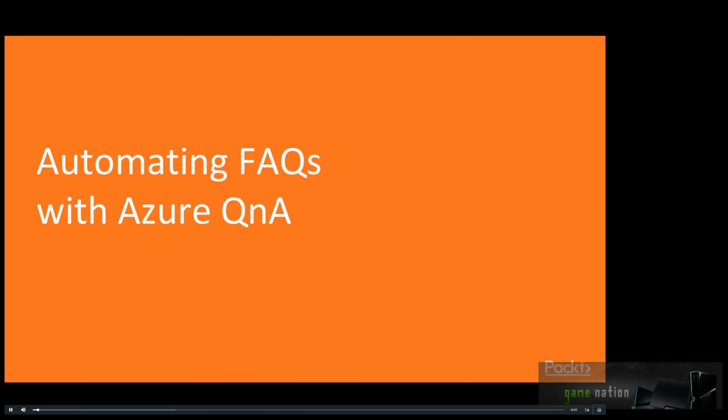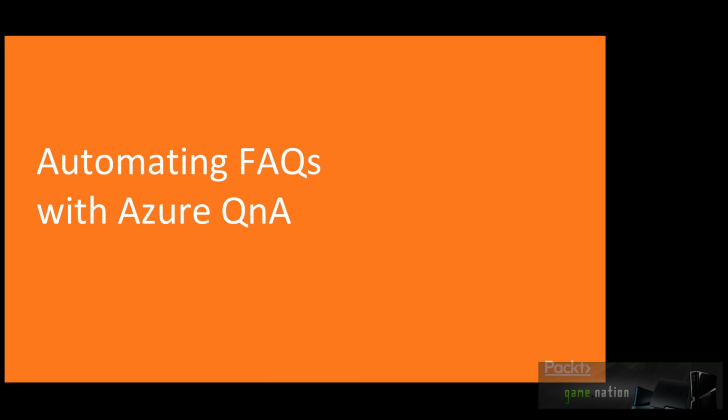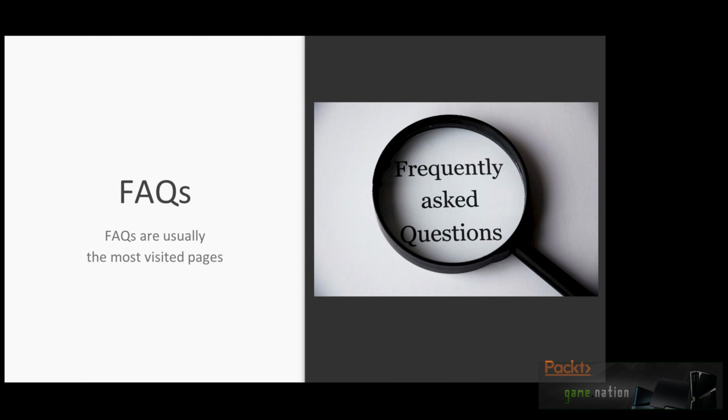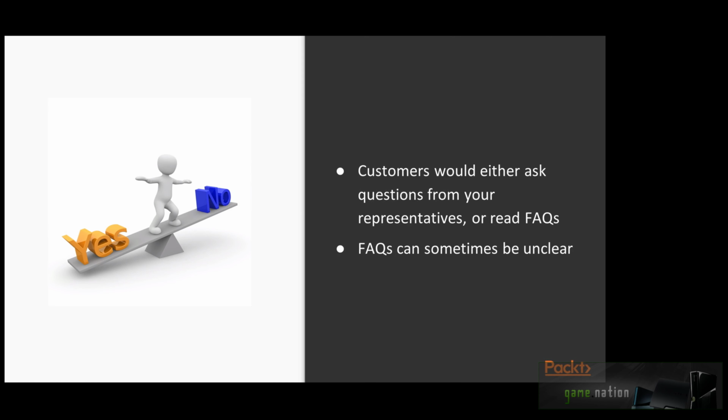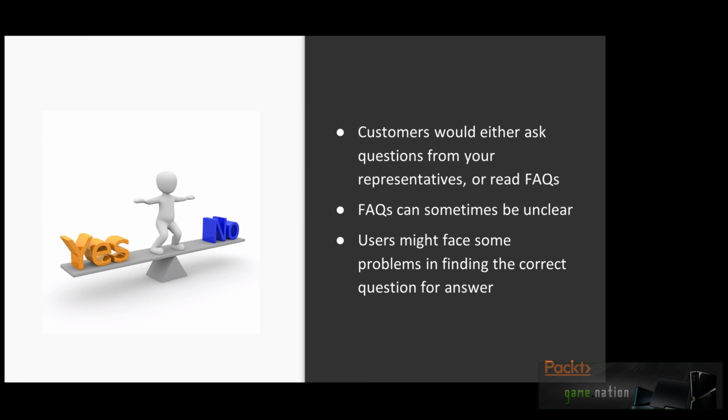Now let's go ahead and automate our frequently asked questions websites or pages using the Q&A Maker or the Azure Q&A. For any customer-facing web application, the FAQ pages are the most visited pages by any customer. Customers would either ask via calling directly to your customer support helpline or sending you an email, or they would go ahead and read the frequently asked questions to learn a bit more about your service. Frequently asked questions are hard-coded questions, and their answers are specific to that particular question only. Most of the times, it is quite difficult for your users to know where that question has been asked. Most of the times, they just scroll around the web page and they don't find the answer for the question that they have.